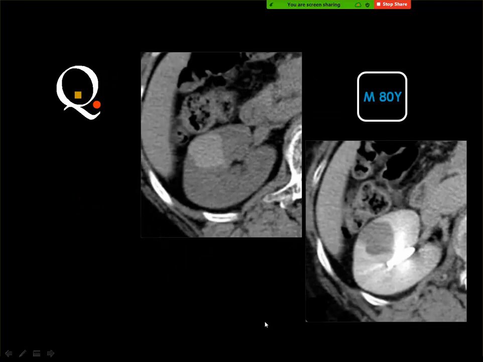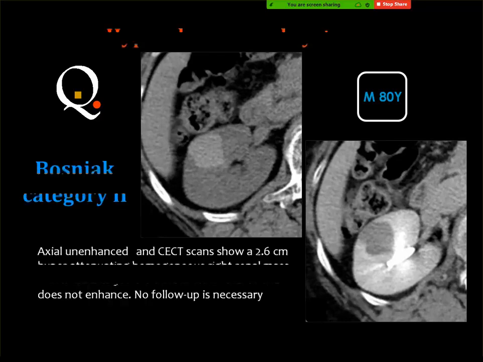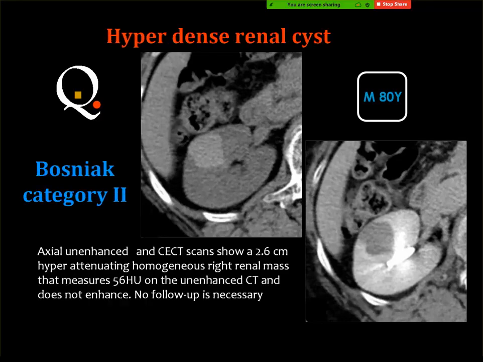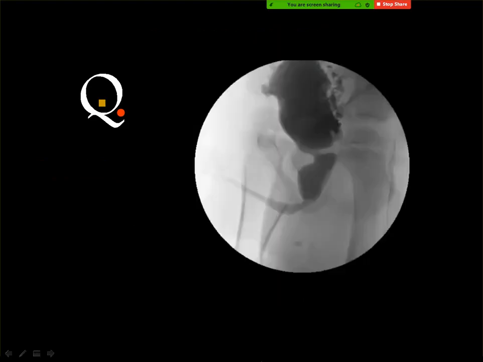This is a cyst. Bosniak type 2. Yes, Bosniak type 2. Hyperdense cyst. Type 2 cyst category because of the hyperdensity in the pre-contrast scan, and in the post-contrast you cannot see any septation and you do not see calcium, for example, and this is category 2.